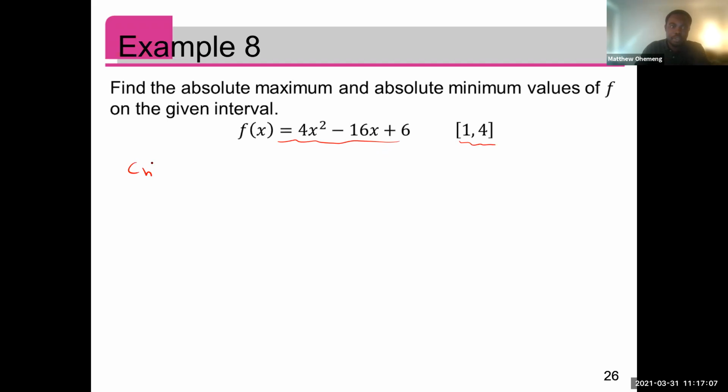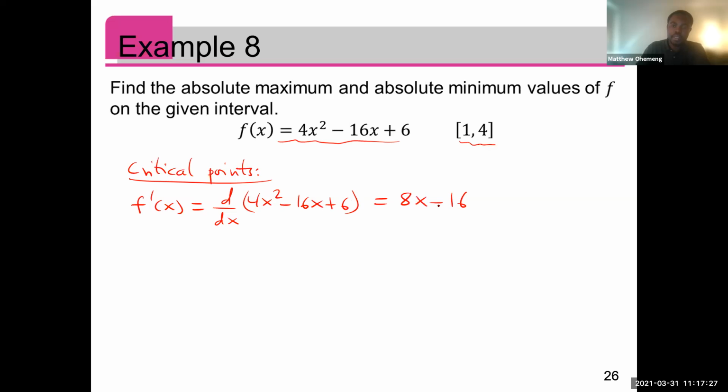Well, the first thing is we need critical points. So how do you get critical points? Well, you need a first derivative. This is a polynomial, so we do d over dx of 4x squared minus 16x plus 6. And this derivative is just 8x minus 16. Nice, we have the derivative. This time it's a polynomial, so not a lot of algebra to do, right?